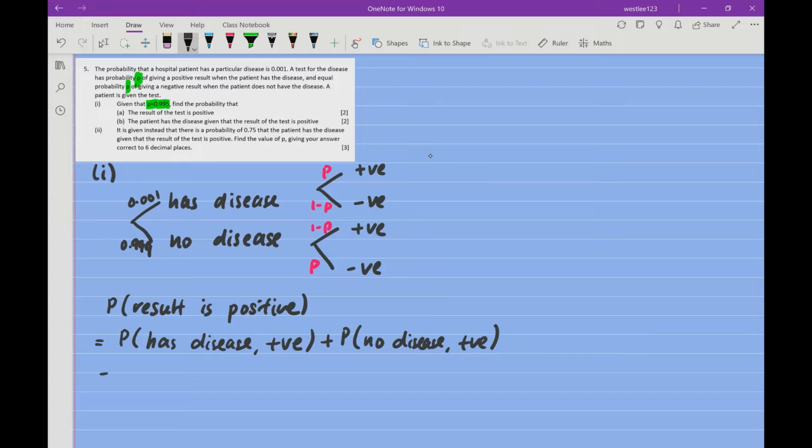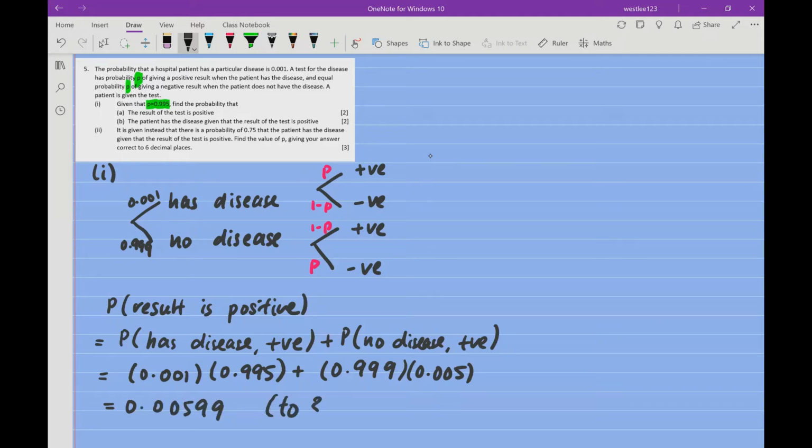So probability that he has disease and positive, it will be 0.001 times P. No disease and yet positive, so it's 0.999 times 0.005. This will give us 0.0059923 (3 s.f.). Okay.